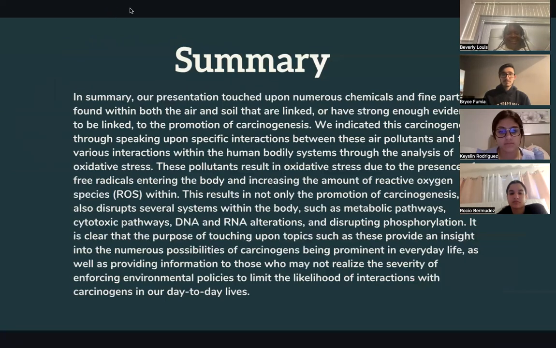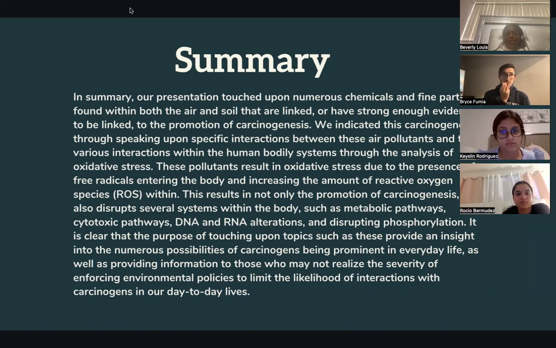Okay, in summary, our presentation touched upon numerous chemical and fine particles found within both the air and soil that are linked, or have enough evidence to be linked, to the promotion of carcinogenics. We indicated this through speaking upon specific interactions between these air pollutants and the human bodily systems. Through the analysis of oxidative stress, these pollutants result in oxidative stress due to the presence of free radicals entering the body and increasing the amount of reactive oxygen species, ROS, within.